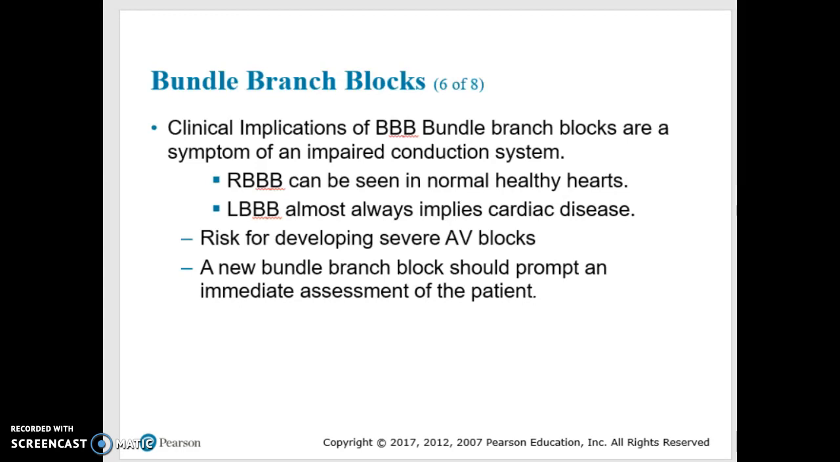Bundle branch blocks are typically a symptom. They generally do not cause symptoms. They are the actual symptom themselves. And a right bundle branch block can be seen in normal healthy hearts, and the left bundle branch block almost always implies cardiac disease. And this puts the patient at risk for developing a severe AV block.